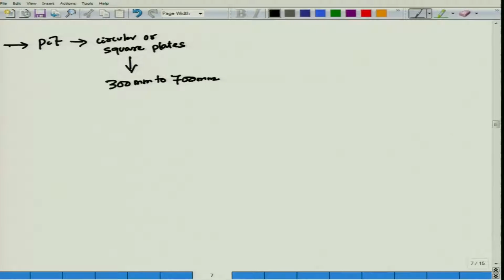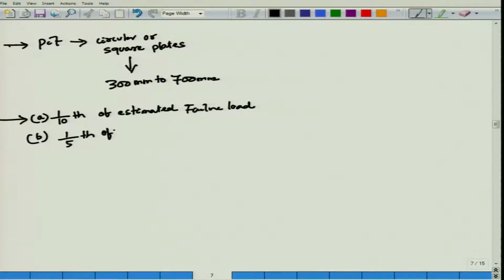So, generally what load are you supposed to apply? Load has to be applied, either 1/10 of the estimated failure load, or 1/5 of the proposed design load. So, that means for bearing capacity failure, you apply the load intensity of either 1/10 of the estimated failure load or 1/5 of your proposed design load. Let me draw this, then you can have a very clear picture.